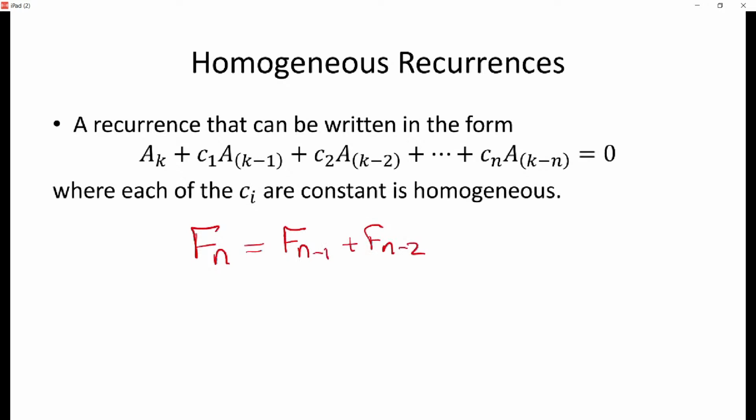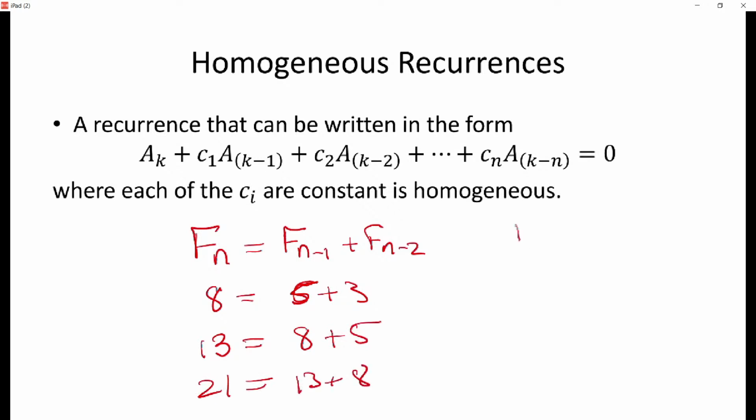We're familiar with this. So 8 is equal to 5 plus 3. Sorry, my 5 looks like a 6. It's 5. And then the next one is 13, equal to 8 plus 5. And then the next one is 21, which is equal to 13 plus 8. And that's where this business comes from: 1, 1, 2, 3, 5, 8, 13, 21, etc. Okay, so that we're familiar with.